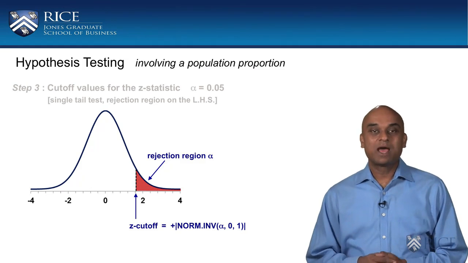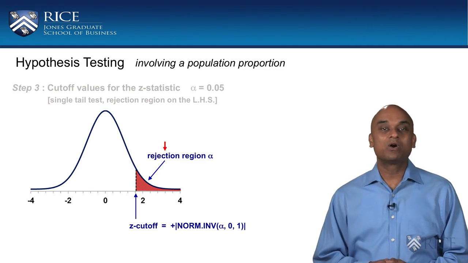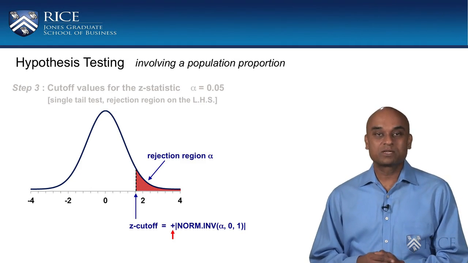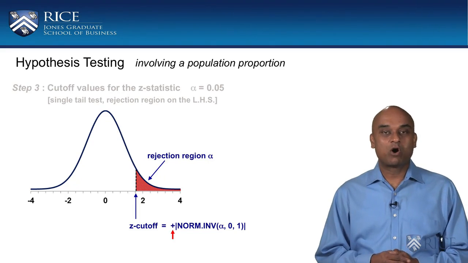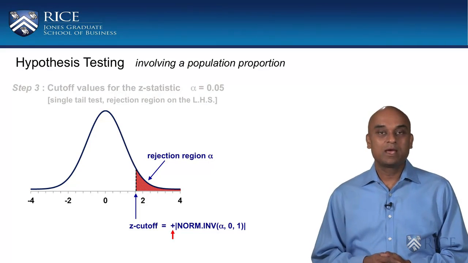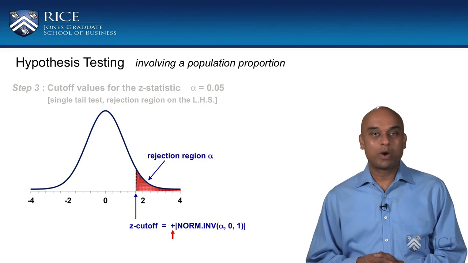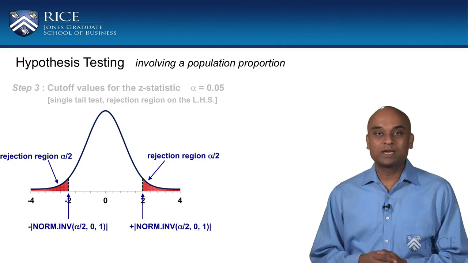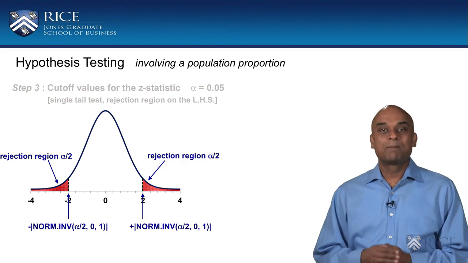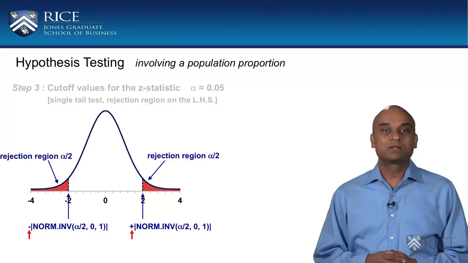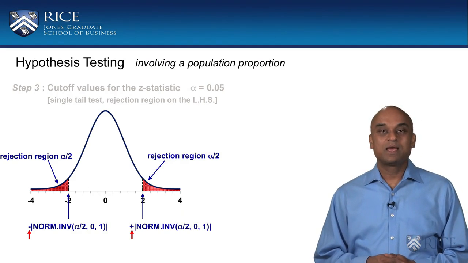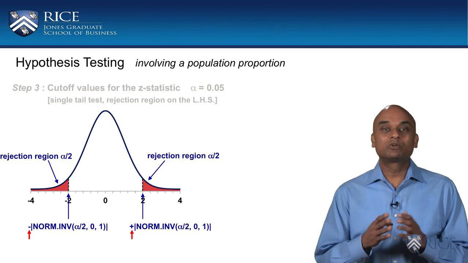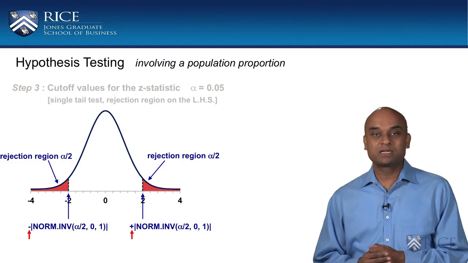As a side note, had the rejection region been on the right hand side, we would have used the positive absolute value of norm.inv(alpha, 0, 1). With the same logic, if it had been a two-tailed test, we would have used plus minus norm.inv(alpha/2, 0, 1) for the two rejection regions on the right and left.